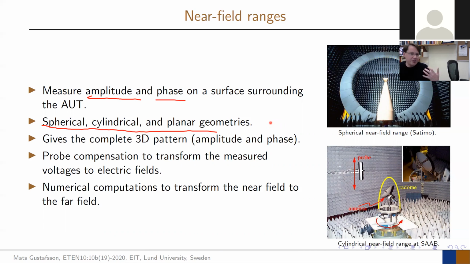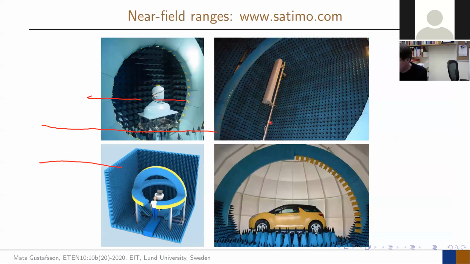And then you do calculations to give you complete 3D patterns. And this requires more advanced techniques. But when you have it, it's very good. For example, you need to compensate for your measurement probes because you're in the near field, so you actually don't know the direction the waves are coming to your antenna and so on. And then you can, in some ways, compute what the far field is from these near fields in these cases.